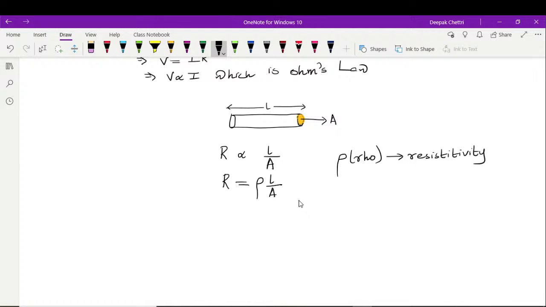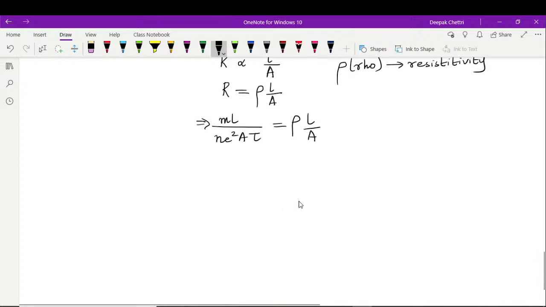So I will put this here. So R is how much? R is rho L by A, right? So now let us solve this. So rho is equal to, now this A will cancel out with this A, and this L will cancel out with this L. So rho will be equal to m by n e square tau. Okay, so this expression you have to remember.